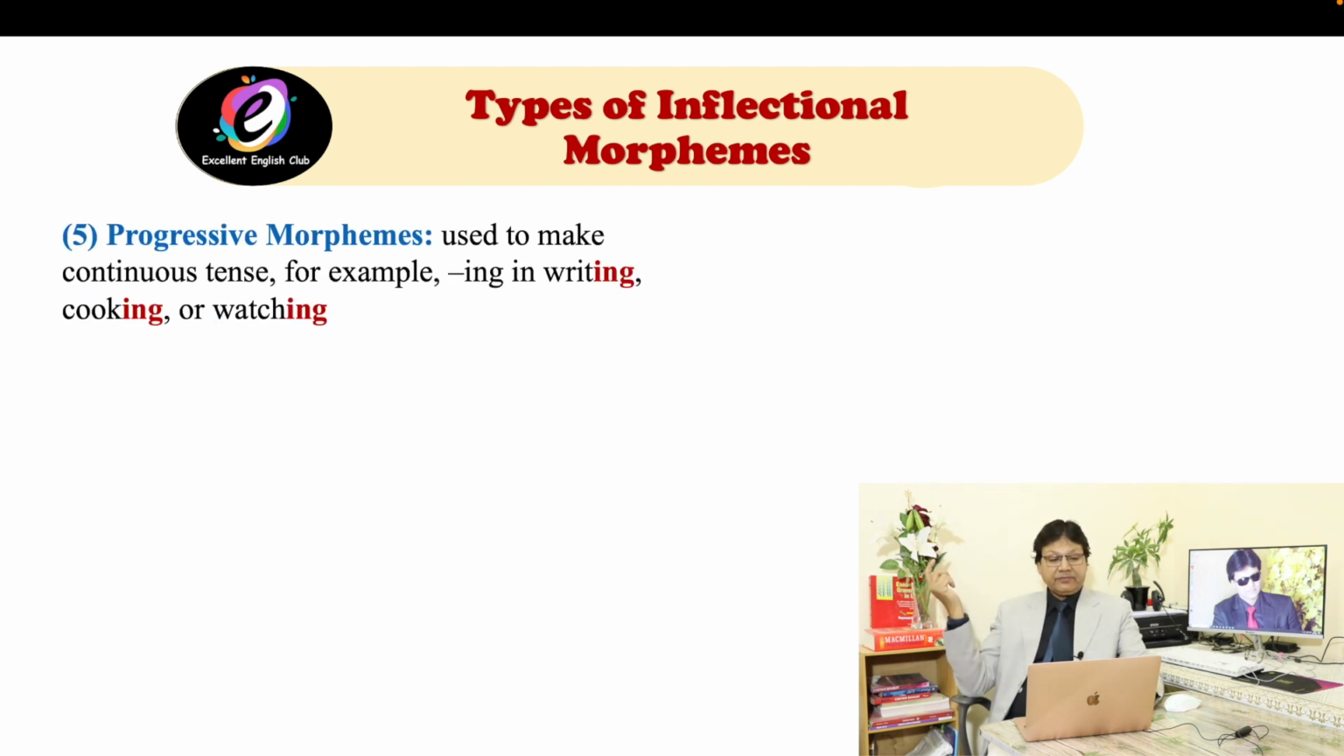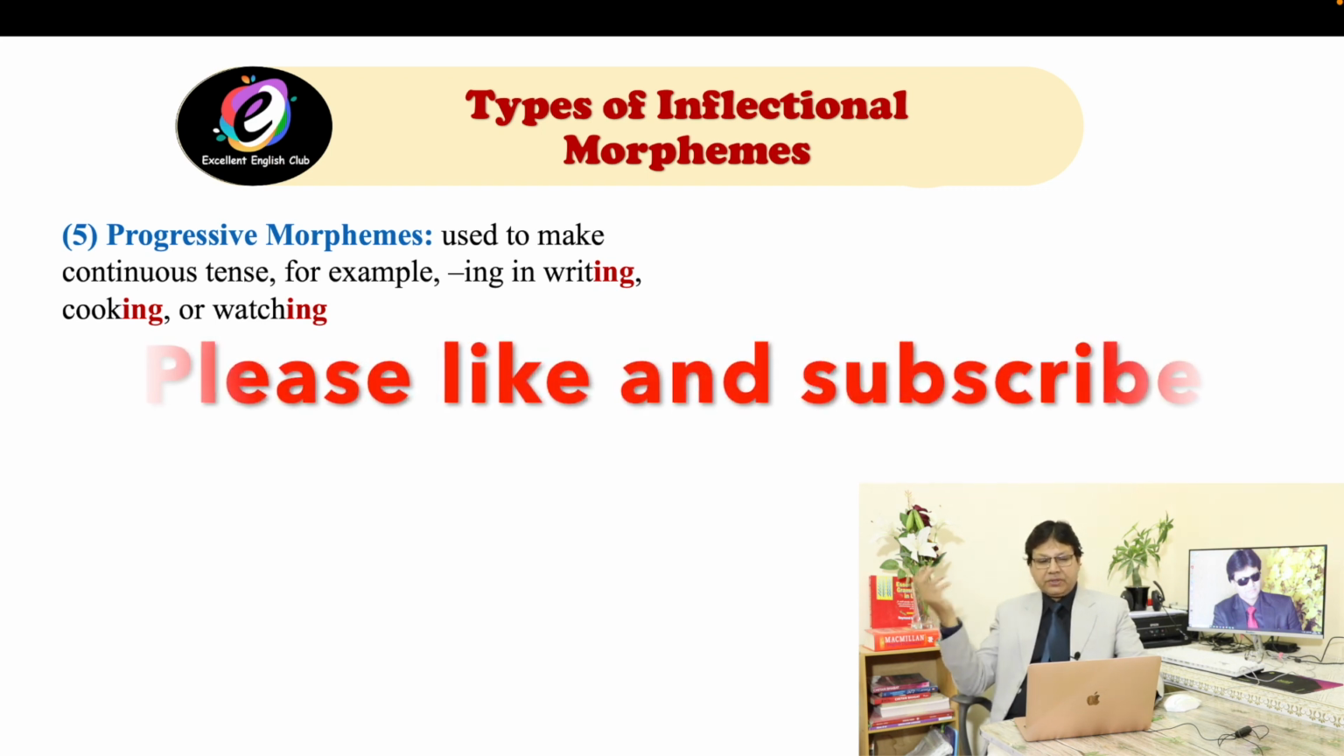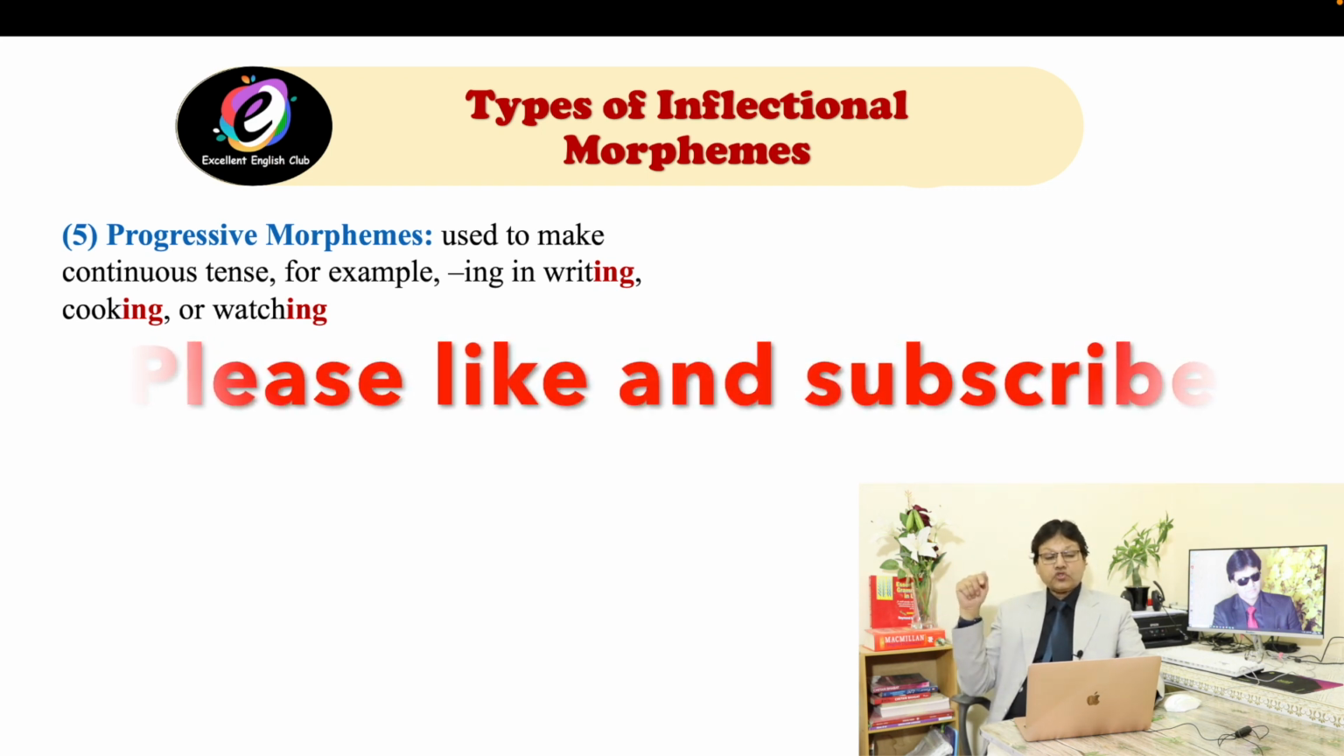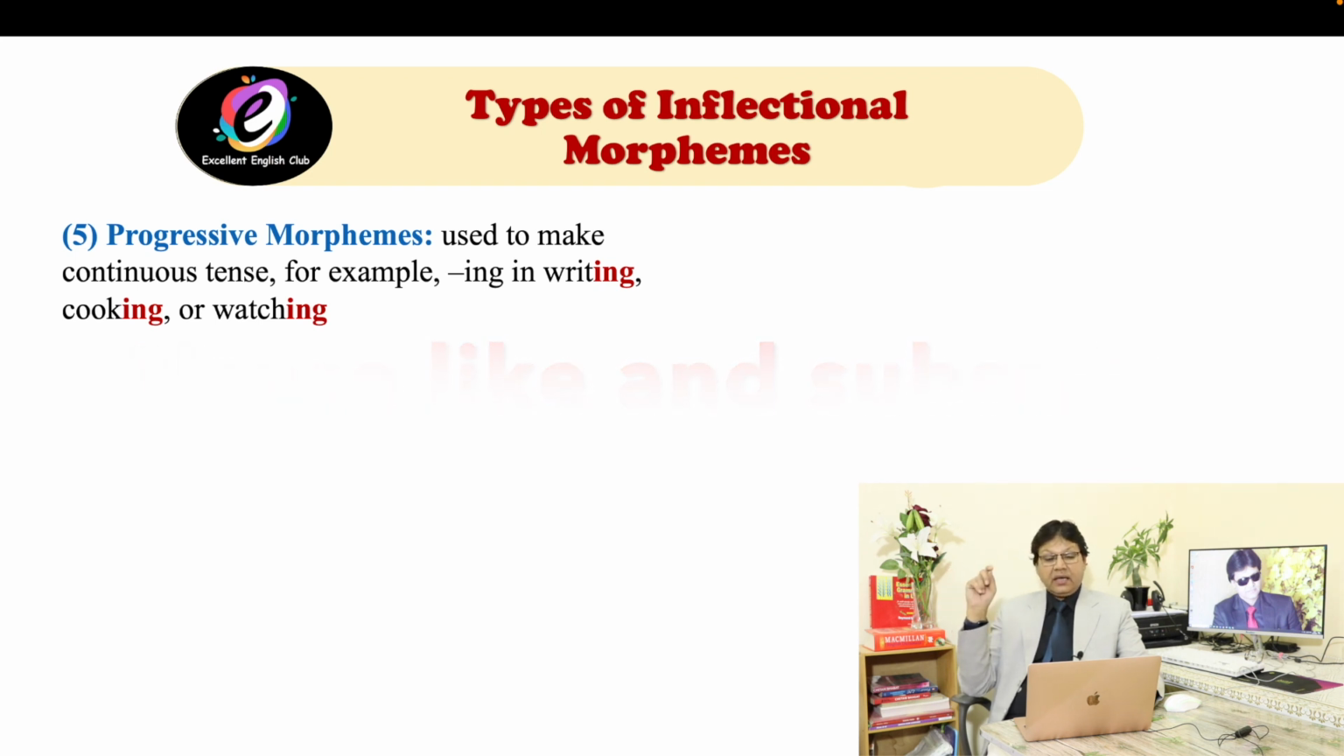Number 5, progressive morphemes. Progressive morpheme means continuation, means something is going on, the work is going on. So we use it to make continuous tense. For example, ing is added to write, cook, and watch. So they are writing, cooking, watching. Okay, this is progressive morpheme.